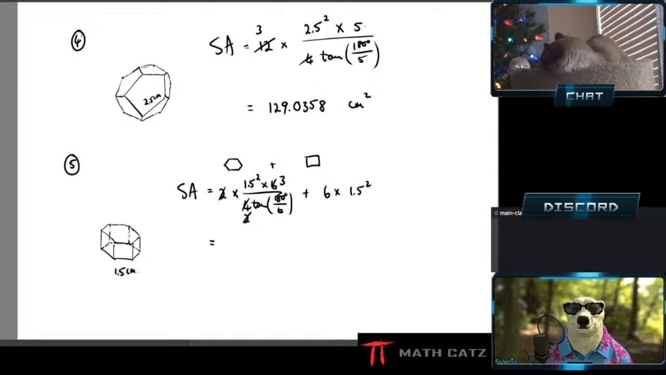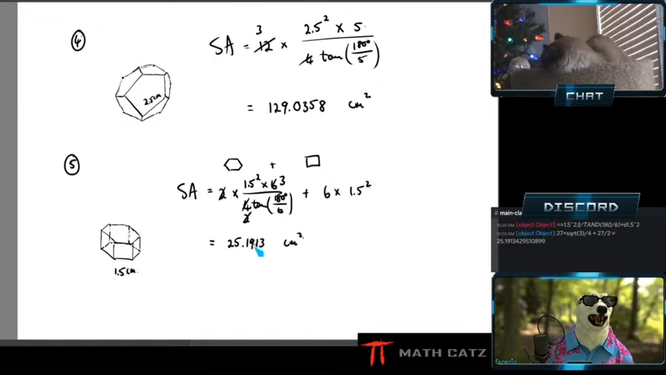1.5 squared times 3 divided by 10 in degrees, 180 divided by 6. Then I have to add 6 times 1. Man, my finger keeps slipping and I type more than I want. Go. And we get 25.1913. All right, so that gives us a fair number of examples, not too bad.